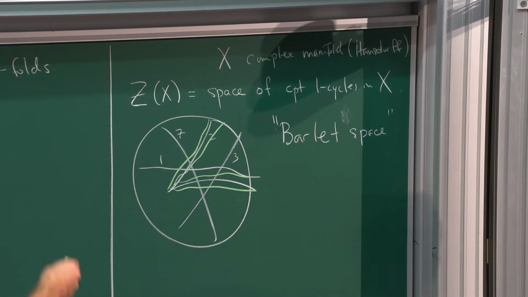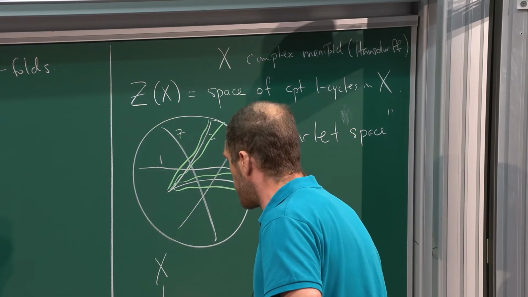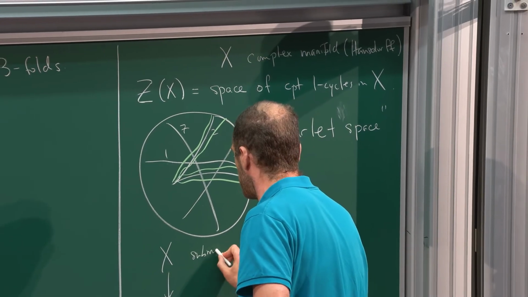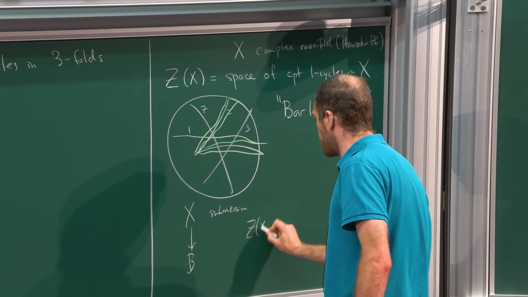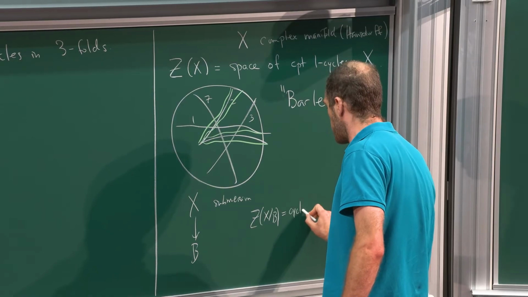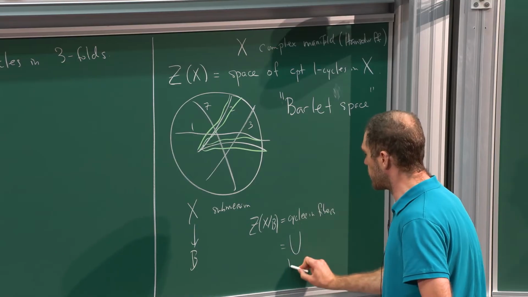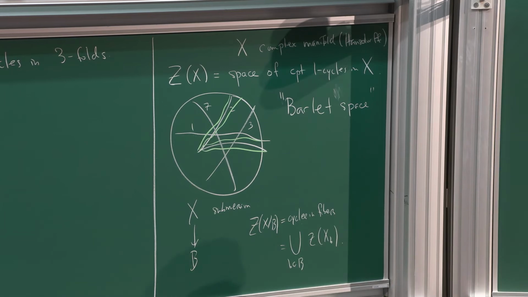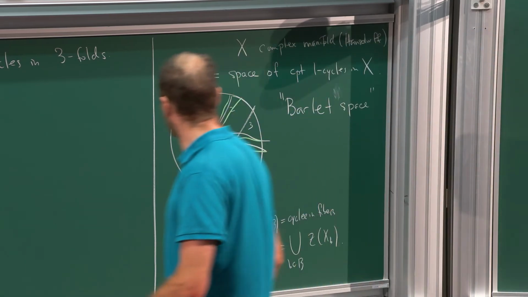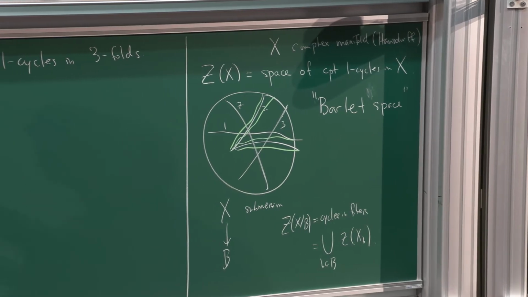Okay. And anytime you have a family, you can do a relative version. So if I have X to B, I guess a submersion, then Z of X over B is sort of cycles in fibers. So as a set, it's the union over all the base points in the base of the space of cycles in the fiber, but not with a disjoint union topology. Right, so with that definition, now I can make the following definition.